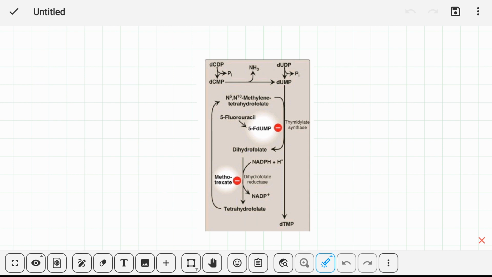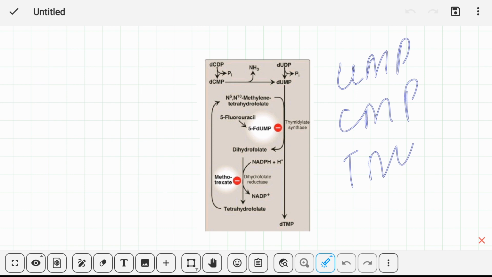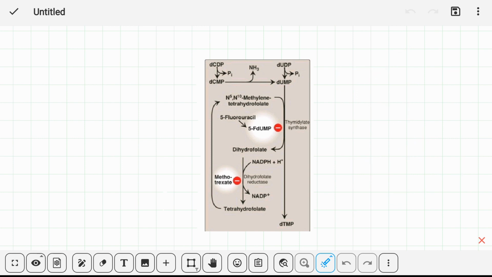So that's all about the formation of TMP, and now we have discussed the formation of all three pyrimidine nucleotides, which are UMP, CMP and TMP. We discussed the easiest possible way to form these pyrimidine nucleotides in our body.